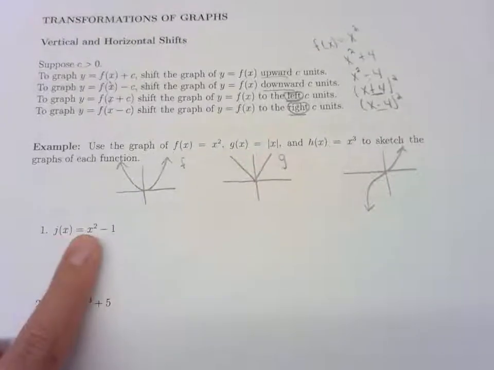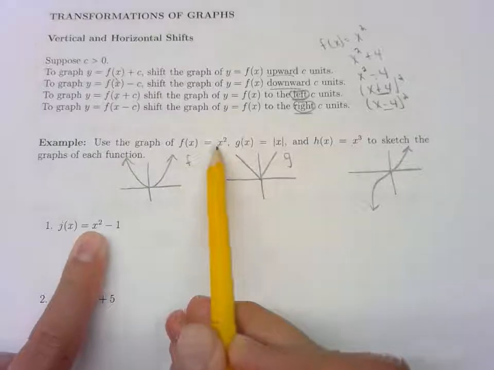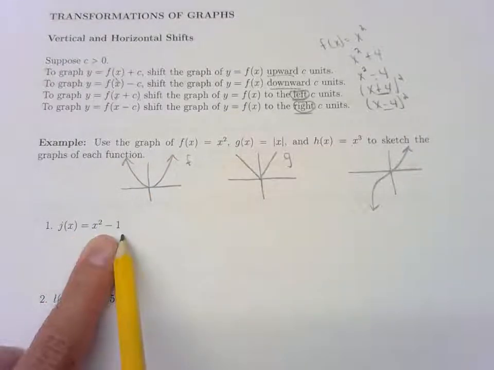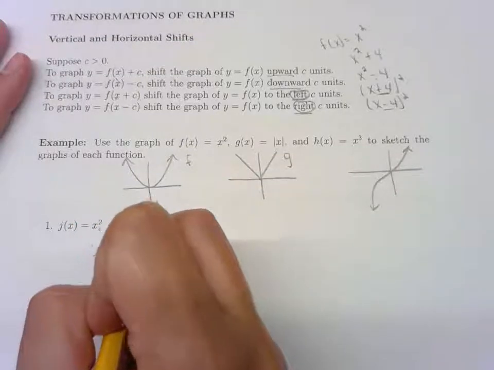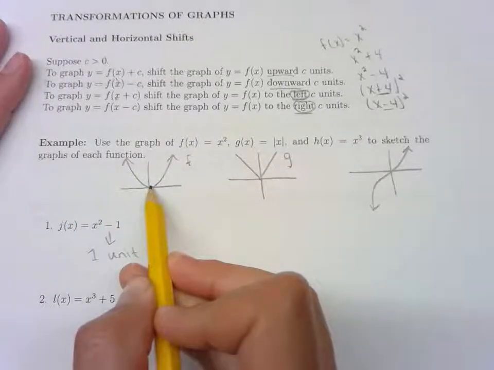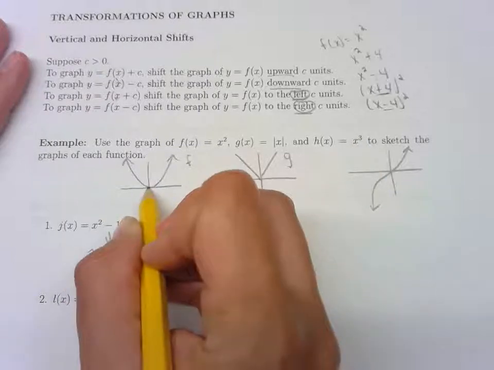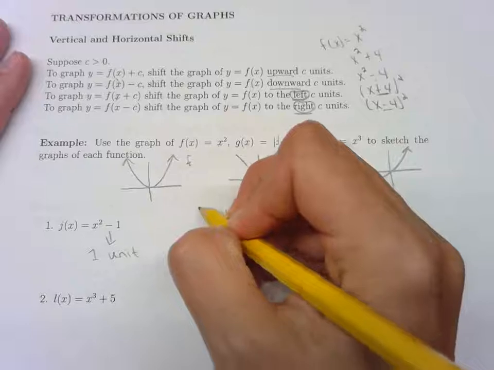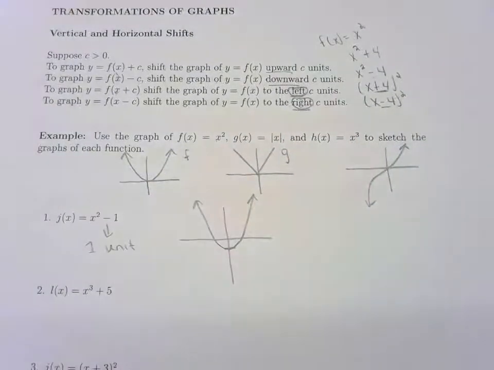Okay, so number 1, it says j of x equals x squared minus 1. So we're using this base function x squared. The minus 1 is outside of the function, so we're going to be moving down 1 unit. We're just going to take this picture and move it down 1. Instead of having this point at 0, we're going to have a point at negative 1. So move it down 1. This gives us a good enough picture, so we could find the domain and range from this. We could find the minimum, local minimum.